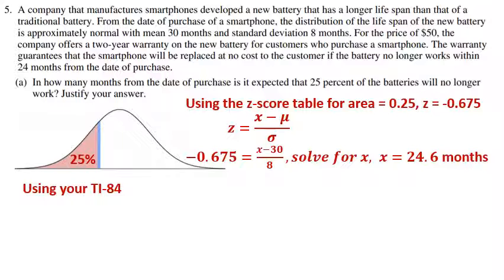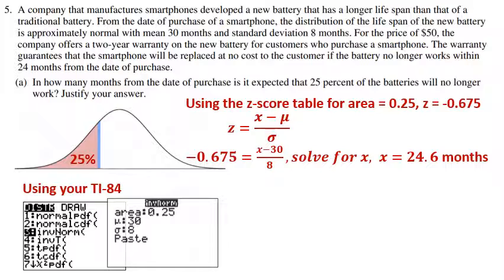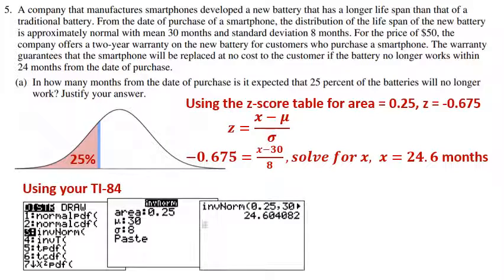If you're using your calculator to do this, you would look at your inverse norm. You would put your area in on the left. That's always the area on the left. It's 25% or 0.25. The mean is the mean that they gave us of 30 months and the sigma of 8 months. And we would paste that in, and that would give us 24.6 months directly using our calculator.